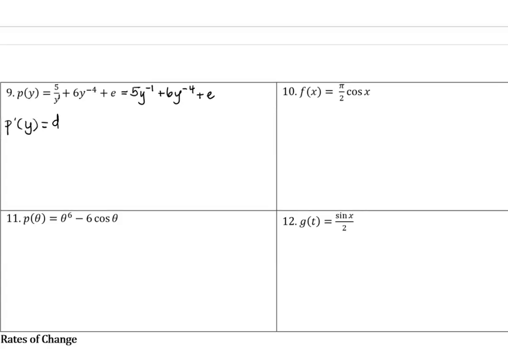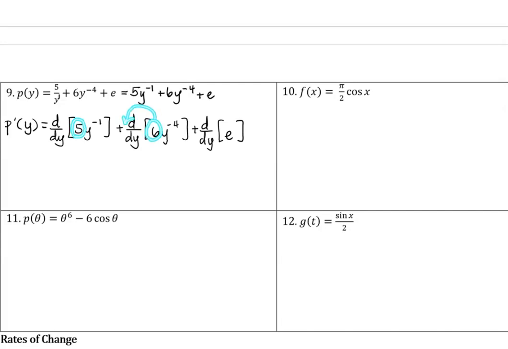Now I'm going to come in and apply the derivative operator to each term. Now I will be applying the constant multiple rule to the first two terms and pulling those constants out in front of the derivative operator. In the third term, e is a constant and the derivative of e is simply 0.